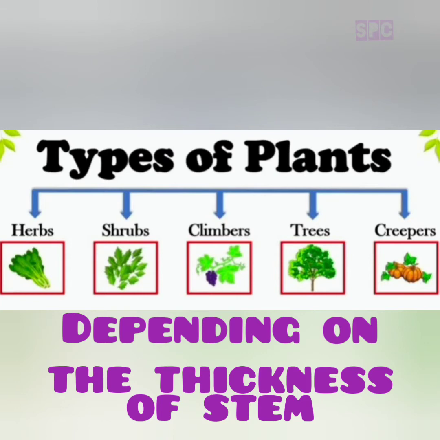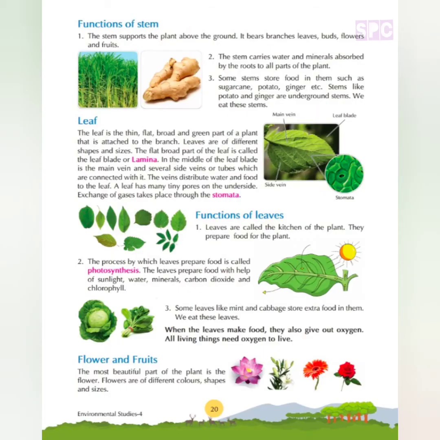Trees. Trees are plants with very strong and woody stems. They are very tall in height, like neem and mango. Climbers. These are plants with weak stems. They need support to climb upwards, like money plant and grapevine. Creepers. Children, creepers are plants with very weak stem. They creep on the ground. Example, watermelon, muskmelon, etc. Let's move on to functions of stem.